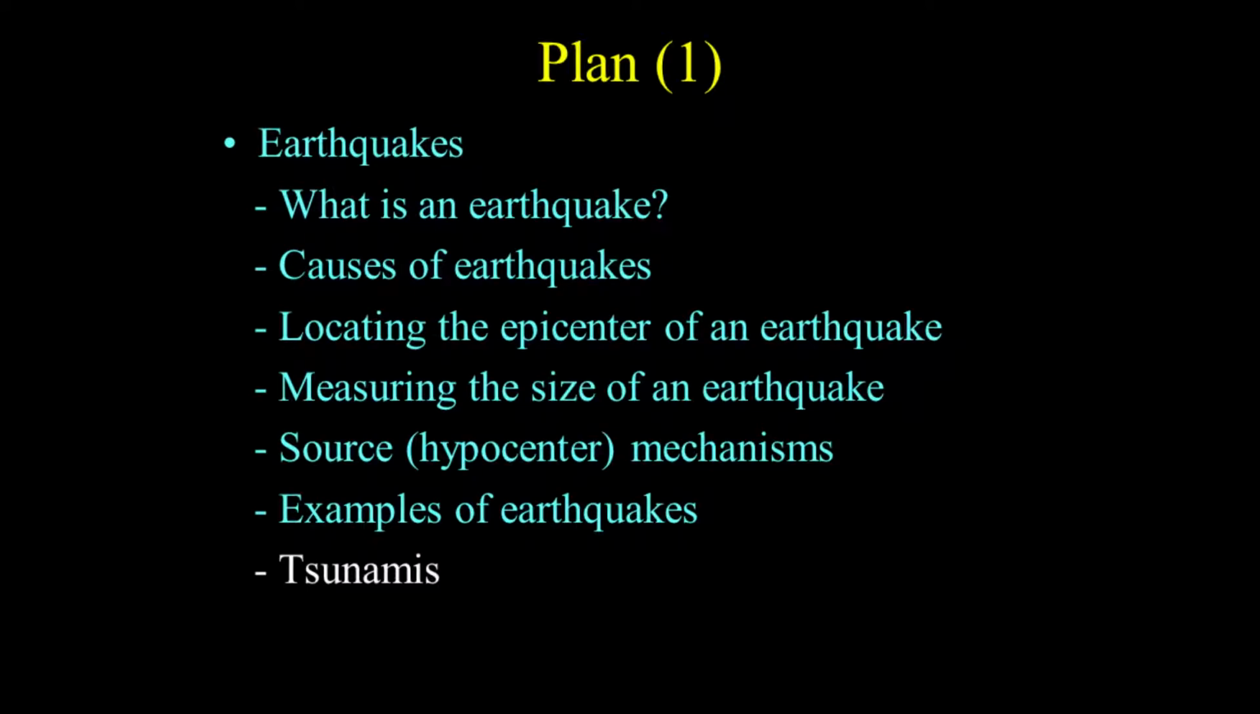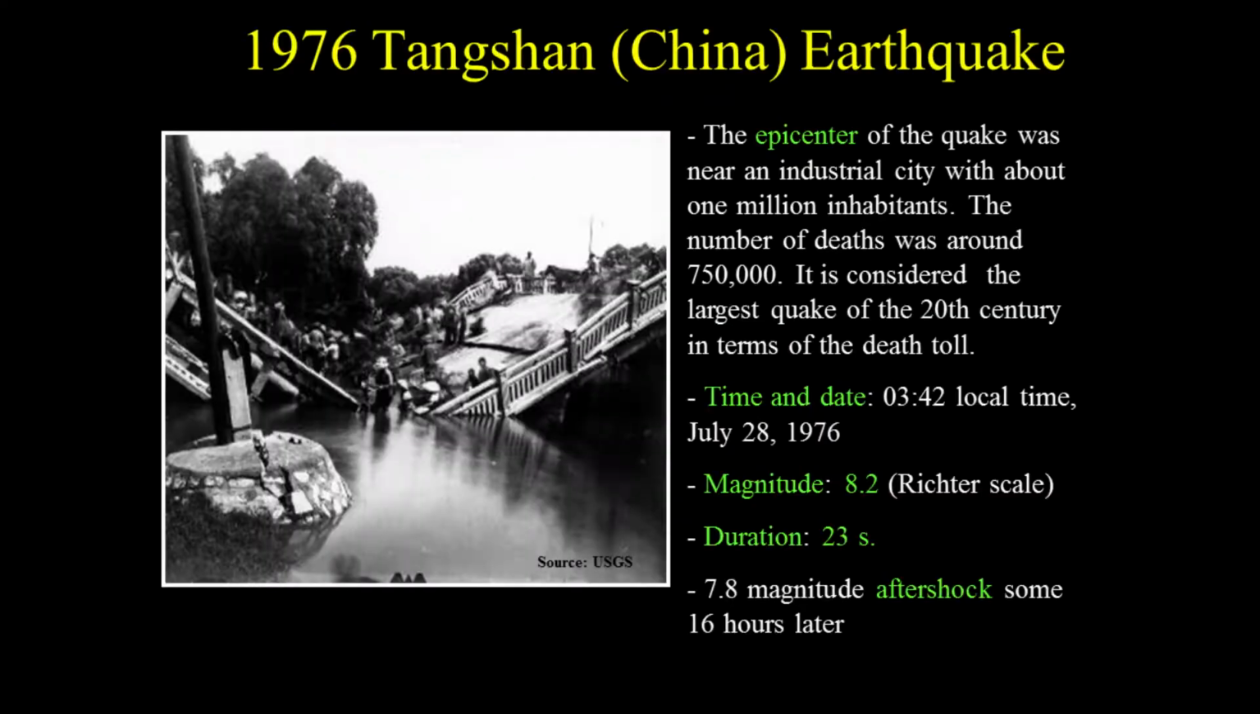Let's talk about some major examples of earthquakes. This picture shows damages of the 1976 Tangshan earthquake. On July 28, 1976, at 3:42 local time, a quake of magnitude 8.2 on the Richter scale struck Tangshan, China. Ground shaking lasted 23 seconds and was followed by a 7.8 magnitude aftershock some 16 hours later.